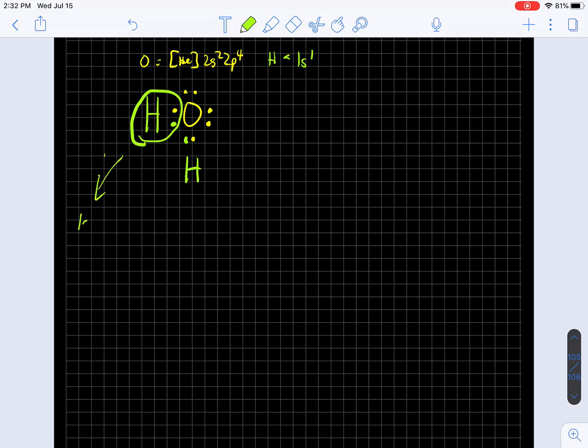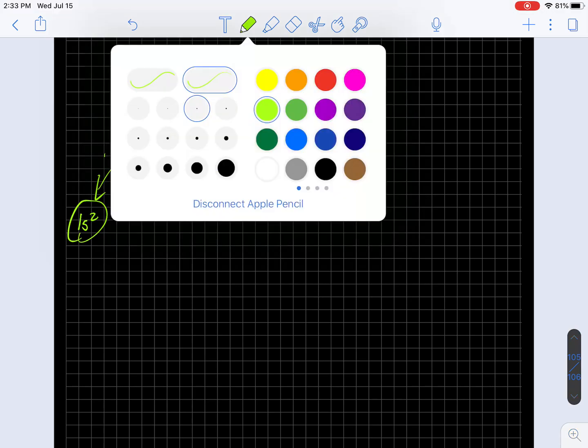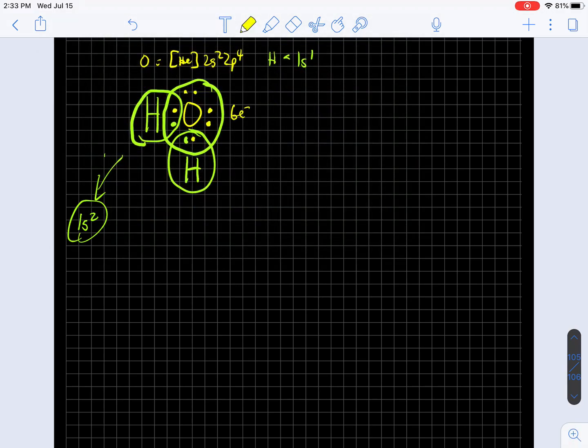How much do you need to fill the first energy level? Total of 2. So hydrogen has 1 of its own in green and sharing 1 with the oxygen. So both hydrogens have completed their first energy level. We know a full energy level means stable. Oxygen now has 8 total electrons. 6 of its own, right? 6 from its valence shell, and then sharing 2 with the hydrogens that are bonded to it, and that gives me a total of 8 electrons. Again, octet rule.